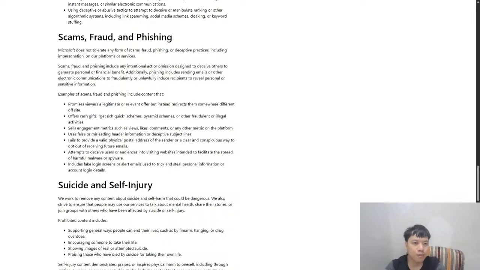Scams, fraud, and phishing include any intentional act or omission designed to deceive others to generate personal or financial benefit. Additionally, phishing includes sending emails or other electronic communications to fraudulently or unlawfully induce recipients to reveal personal or sensitive information. Examples of scams, fraud, and phishing include content that promises viewers a legitimate or relevant offer, but instead redirects them somewhere different off site.